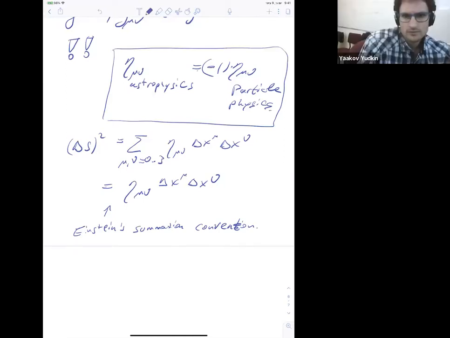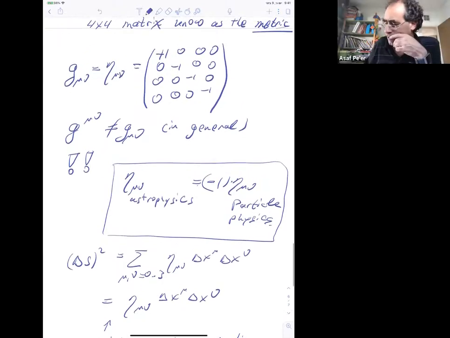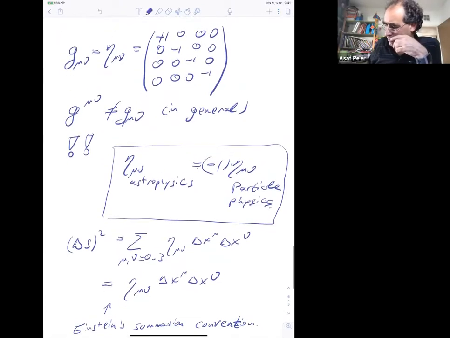What about the order of the index? Does the lower index have to come before the upper index? No, it doesn't matter. Look again at this matrix. When you see something like that, how many terms do you have here in the summation? 16. There are 16 terms here.